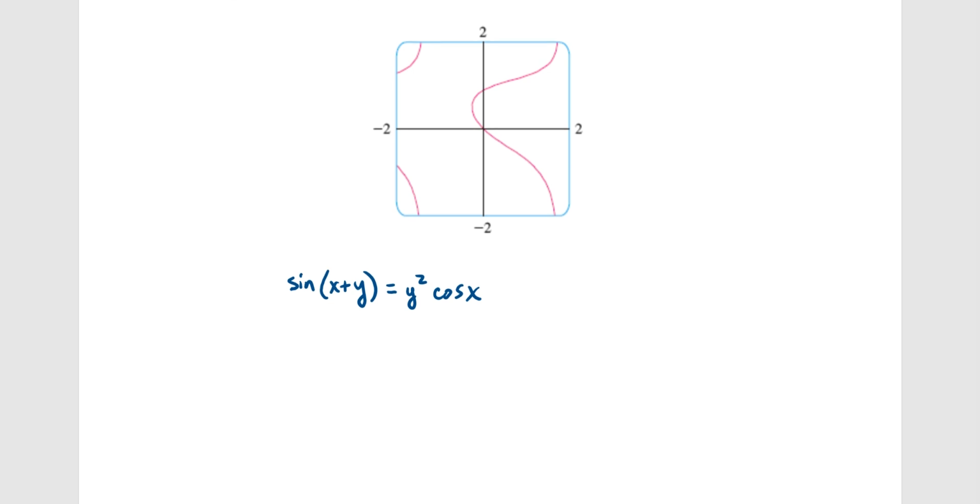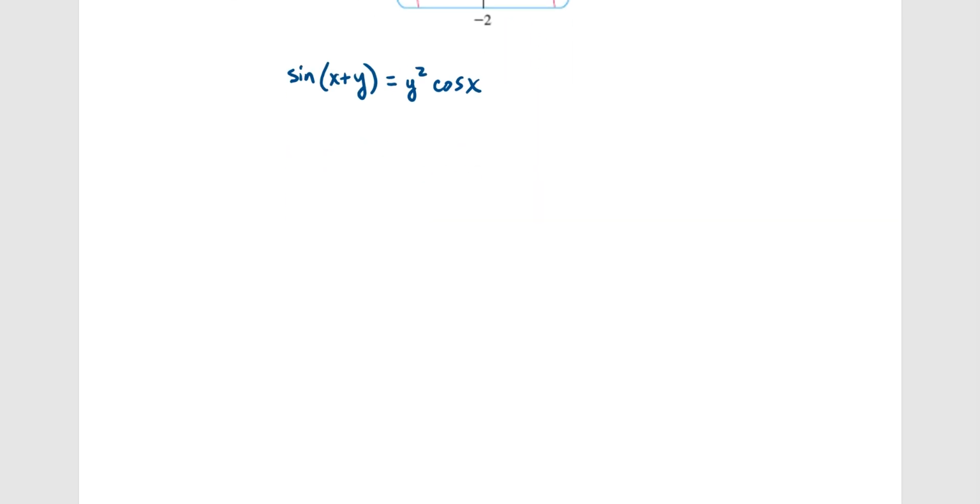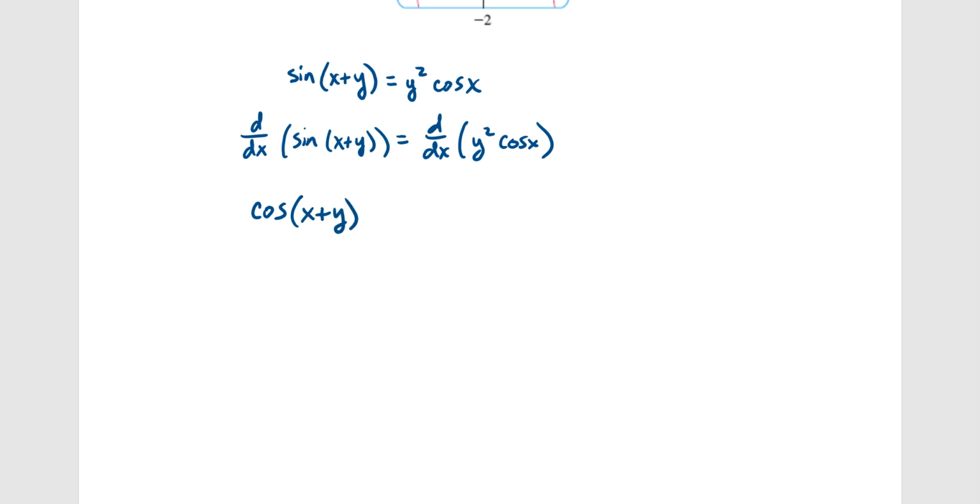Okay, now we're going to take the derivative of both sides. It's good to write this step even though we know that's what we're going to be doing. You should still write d dx of both sides, the derivative of both sides with respect to x. Let's do that. The left one, sine of x plus y, is chain rule first. It's the derivative of the outside, which is cosine, leave the inside alone, times the derivative of the inside. The derivative of x plus y is the derivative of x, which is 1, plus the derivative of y, which is y prime.